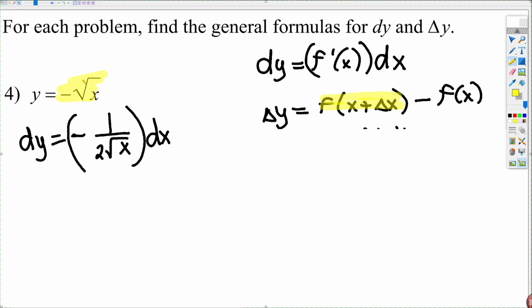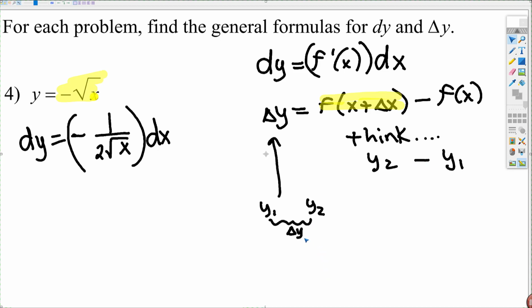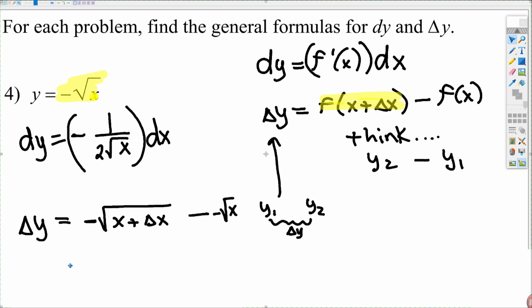this original function, and everywhere there's an x, you plug in x plus delta x, and then you subtract the original function. So let me go ahead and show you that. So think about that f of x plus delta x is the y2, subtract y1, and that gives you that distance. This is just kind of a fancier version of y2 minus y1, all right? Then we're going to plug that in right here.